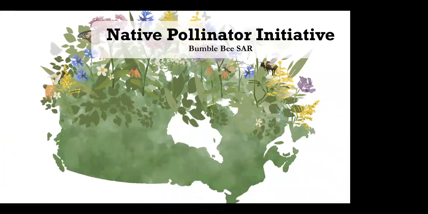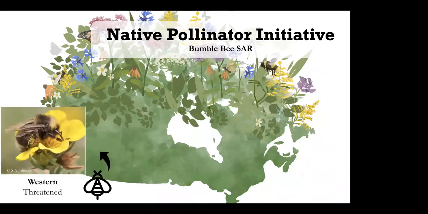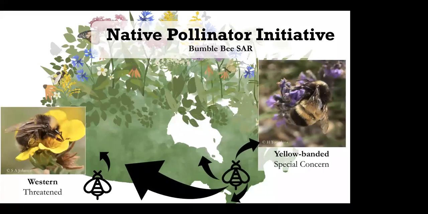All right, now the best part in my mind is our bumblebee program, which also falls under the Native Pollinator Initiative. Right now we have well-established programs running in both Alberta and in Ontario, and these programs primarily focus on two specific bumblebee species at risk: the western bumblebee, or Bombus occidentalis, out in Alberta, and the yellow-banded bumblebee, Bombus terricola, in Ontario, where its population is experiencing the most dramatic declines.